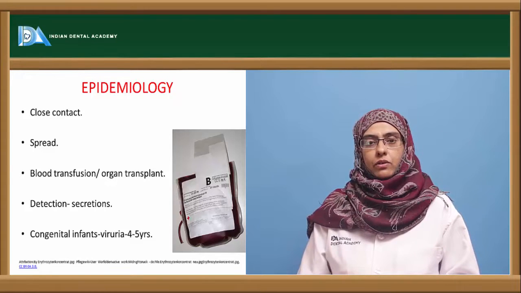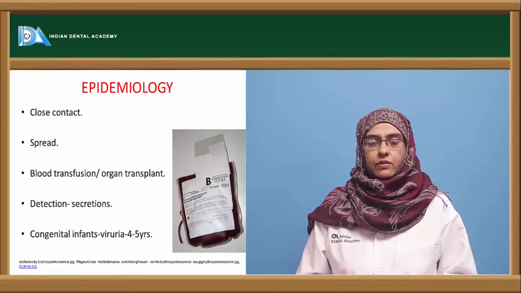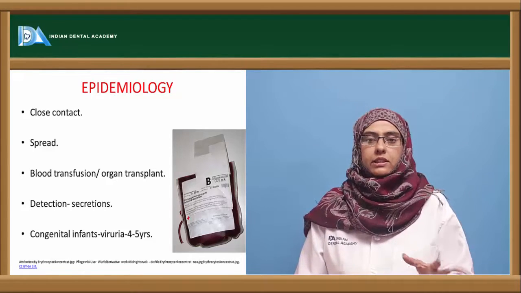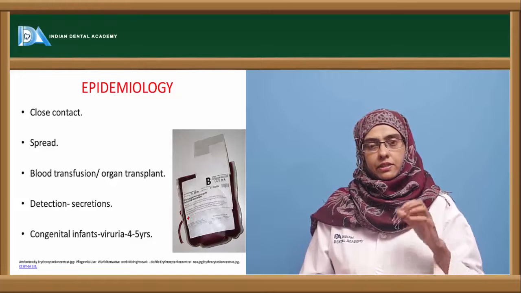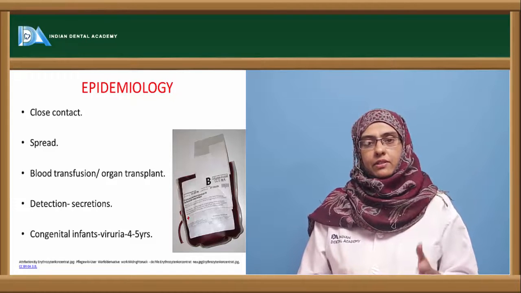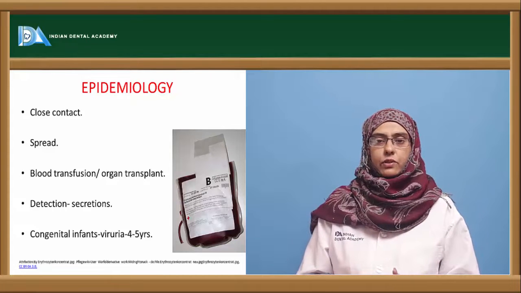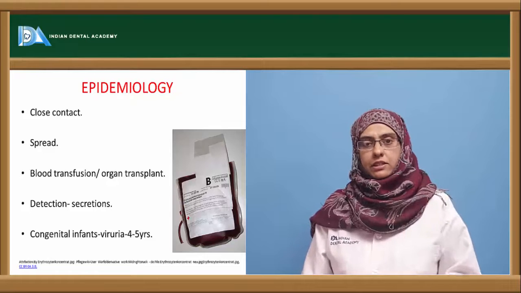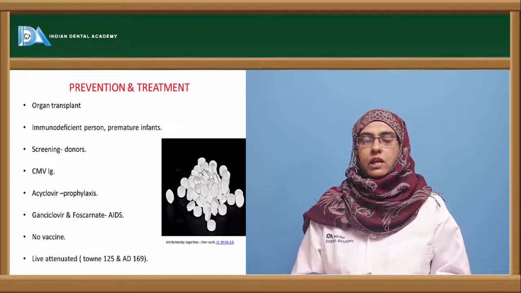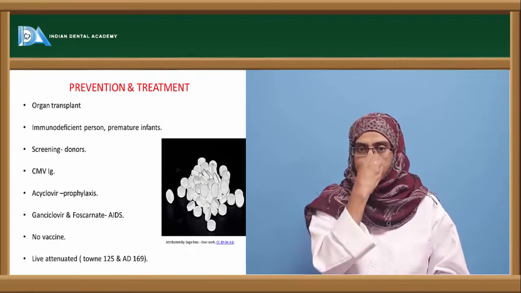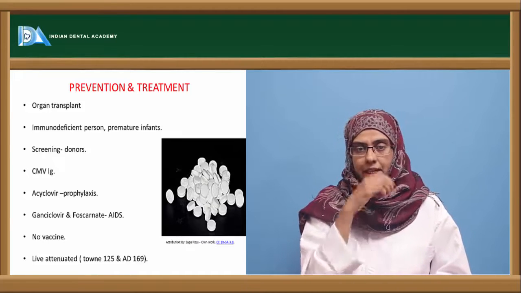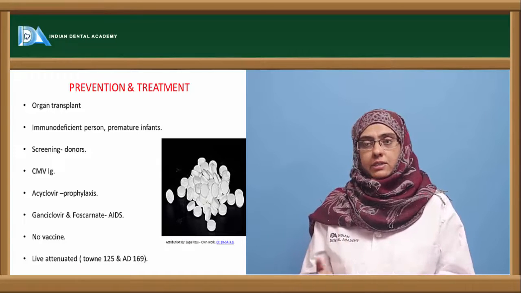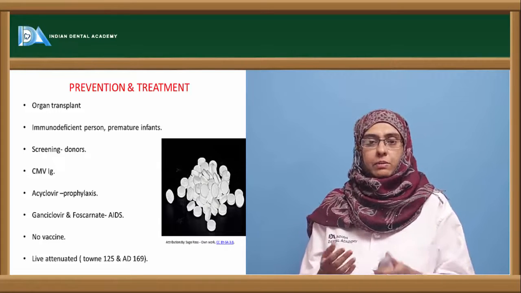You can also identify the virus from congenital malformations or congenital disease, and congenitally infected infants usually carry this infection for 4 to 5 years. This is called viruria, where the child is highly infectious in nature, transmitting the disease to other healthy individuals. Now coming to prevention and treatment, prevention is mostly directed towards organ transplant recipients, immunodeficient persons or premature infants.